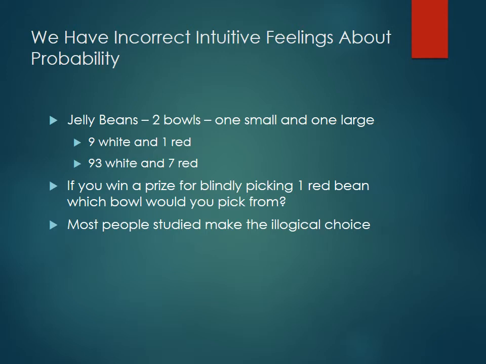So, for instance, people have a tough time with probabilities, especially when faced with just the numbers. For example, say you had 2 bowls of jelly beans, one small and one large. Say one had 9 white jelly beans and 1 red. The other one had 93 white and 7 red jelly beans. And you were to get a prize for picking the red bean. Which bowl would you go for?